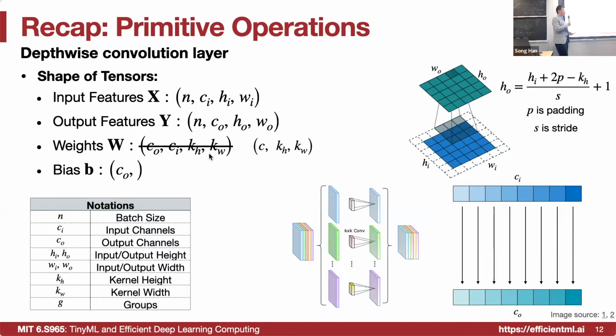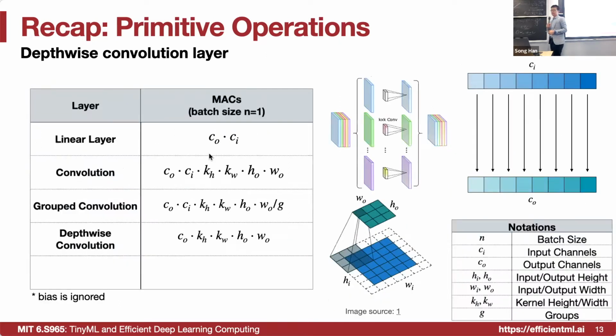If you want to go on the extreme side of group convolution, where the number of groups equals the number of channels, then we have this depth-wise convolution. Okay, so for depth-wise convolution, the number of weights is very small, only C times kH and kW. So the amount of computation for depth-wise convolution, we have just C out, we don't have C in. Okay, so just multiply these 5 terms together for depth-wise convolution.